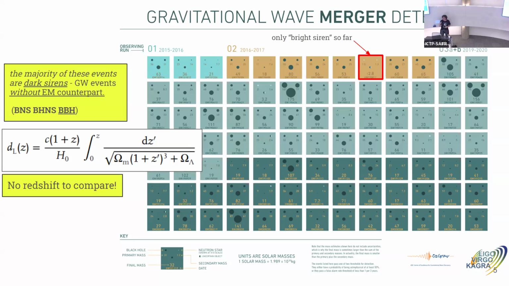But yes. So what are the color codes? What is the orange, for instance? The orange is the second run. The light blue is the first run of LIGO. The second one is the second run, and we have the third, which is what they call O3, the run 3 of LIGO, and it's split into A and B.